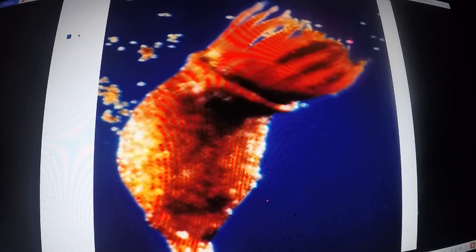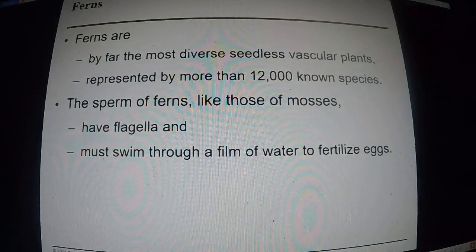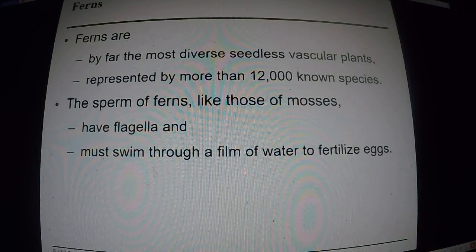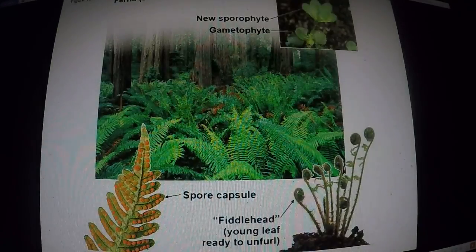Here's the spores being released. Usually when it gets dry and the wind's blowing, the wind will move the spores to grow someplace else. Ferns are by far the most diverse seedless plants. There are about 12,000 known species. The sperm of the ferns, like the mosses, have flagella and have to swim through water to fertilize the eggs.